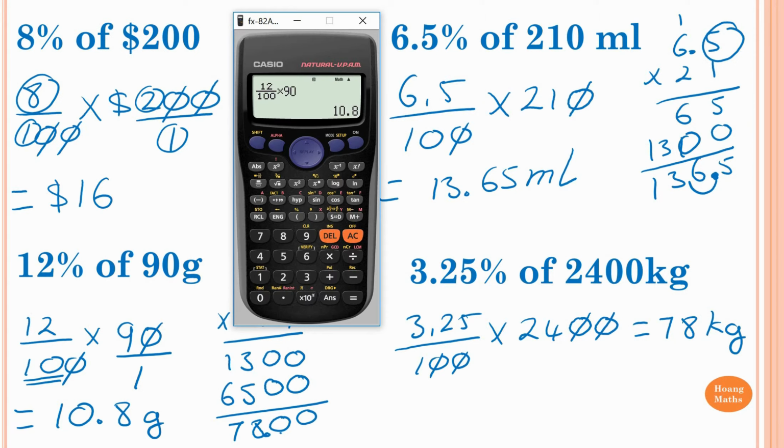So we use the calculator to check it. So let's see, 6.5% means over 100, times by 210, which is 13.65. That is correct. Now 3.25% of 2,400 kilograms. I can also use 3.25 and divide by 100. It's the same thing. So times by 2,400. There you go, 78 kilograms.